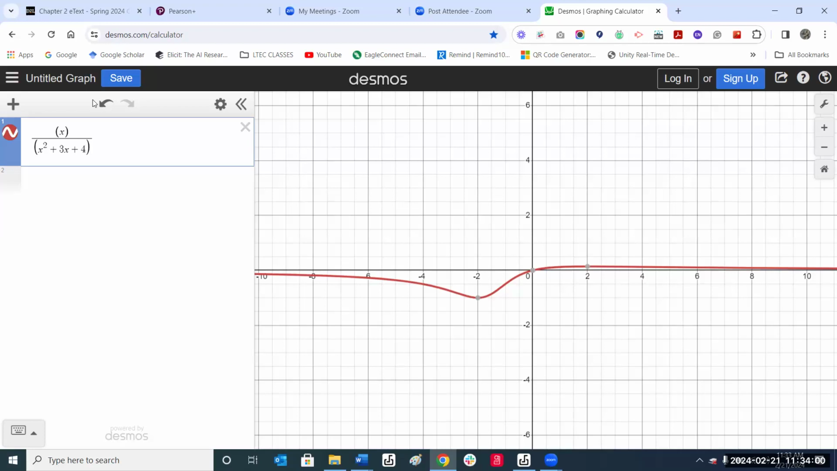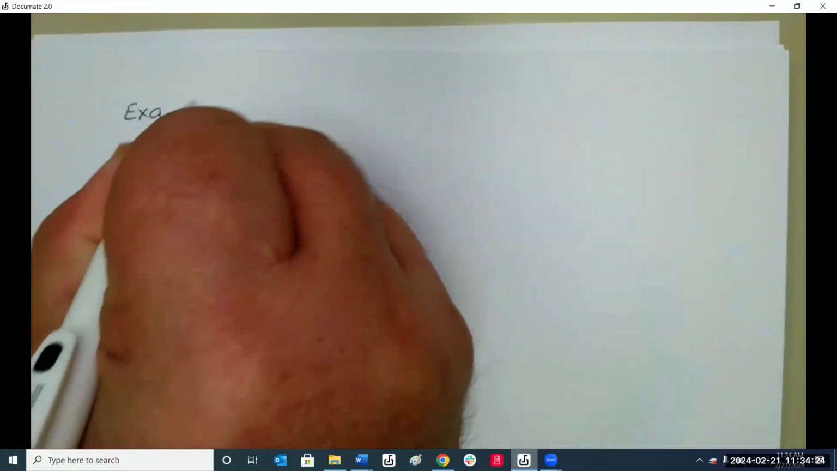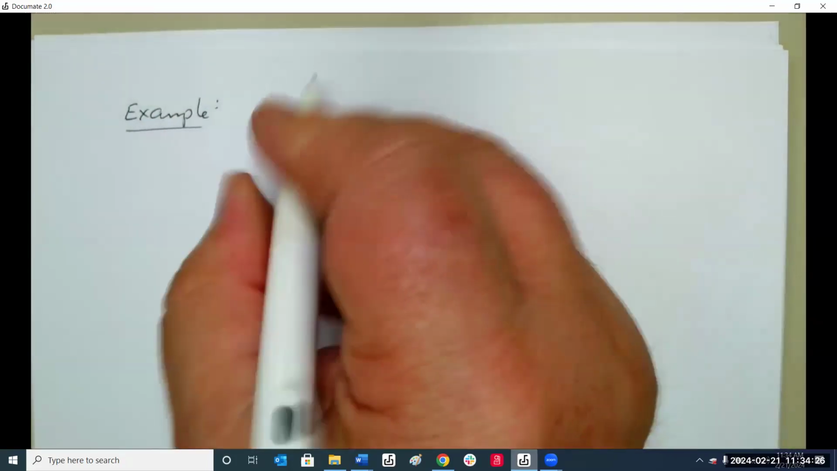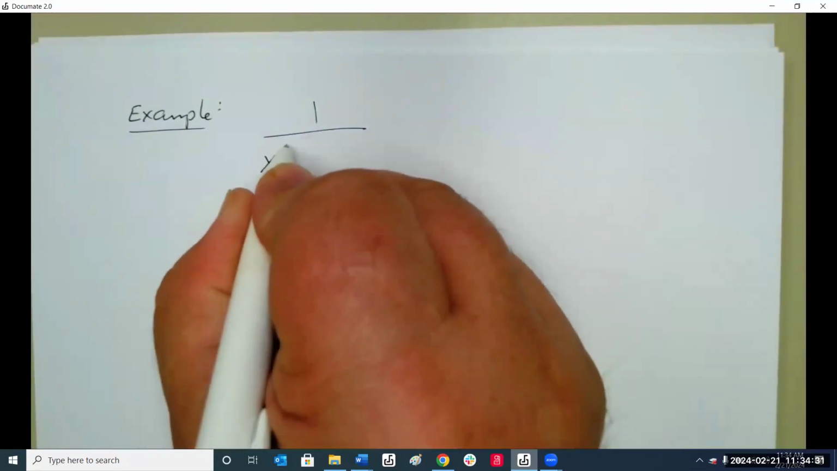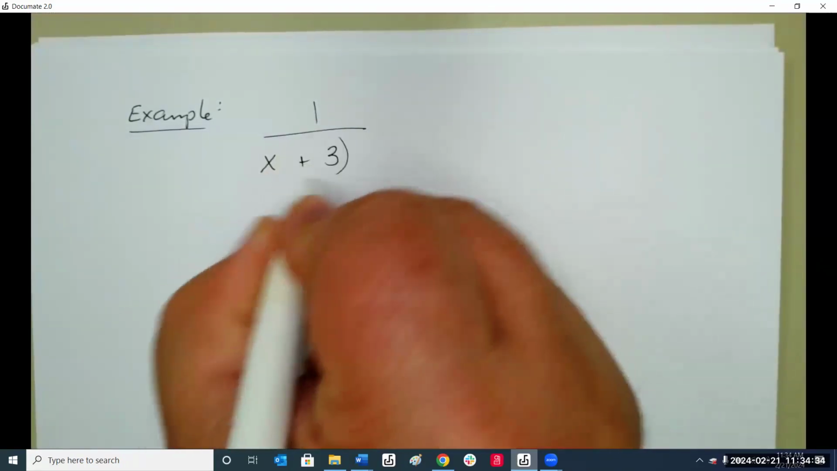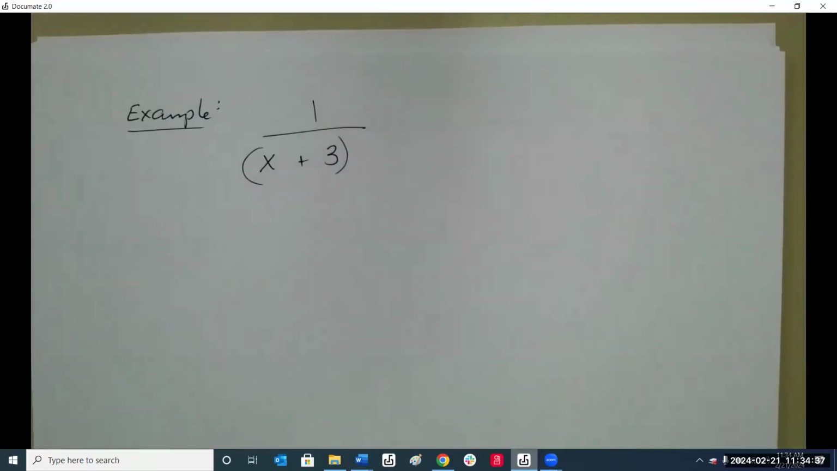So when you plot graphs, always look for vertical asymptotes, horizontal asymptotes, and zeros, intercepts. All right, let's look at another example. Let's do a simple one. Graph that one for me.